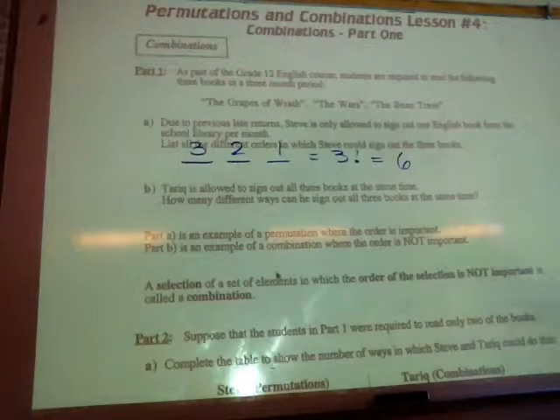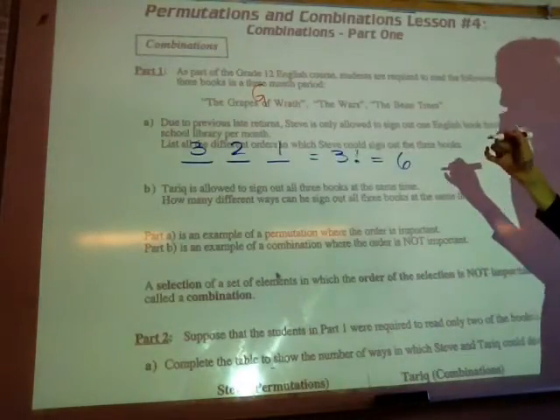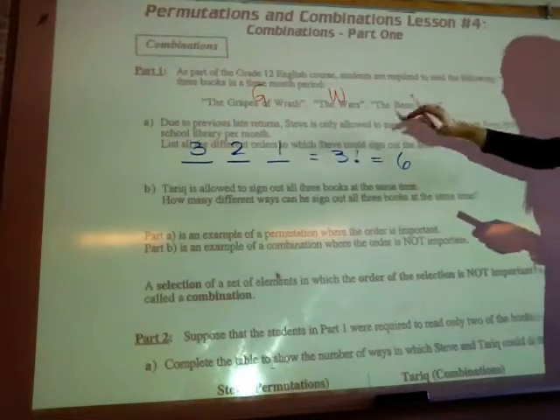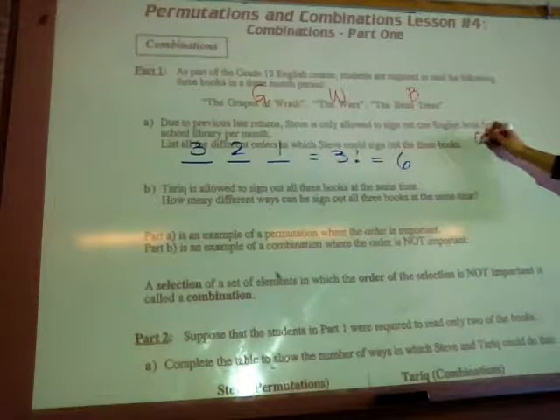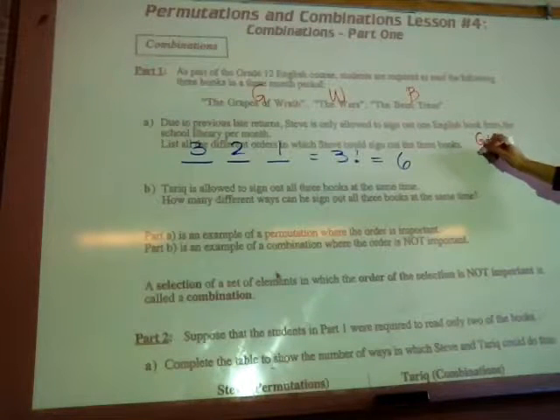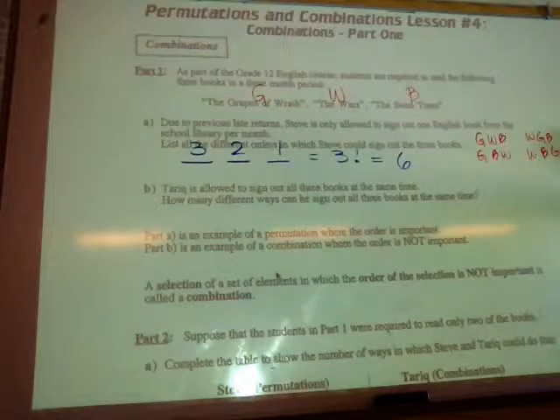And it might be easier. Let's say this is G, so Grapes of Wrath is G, The Wars is W, and The Bean Trees is B. So we could have gone GWB, or GBW, or WGB, or WBG. Okay, or lastly we could go BWG and BGW. So there's 6 different ways that we could arrange this.